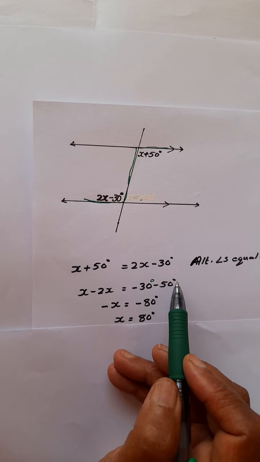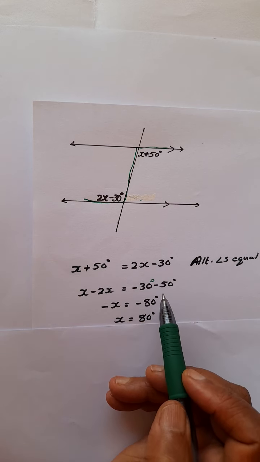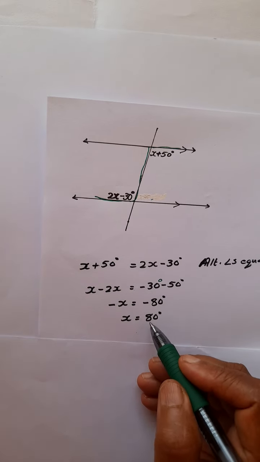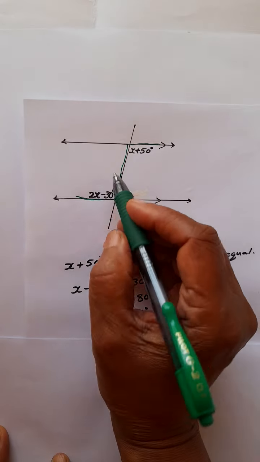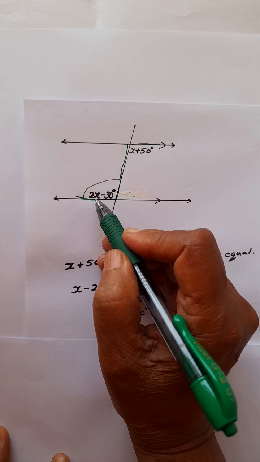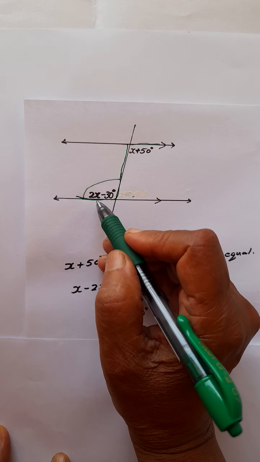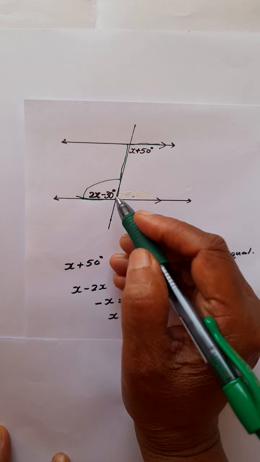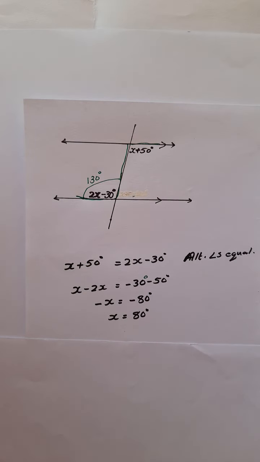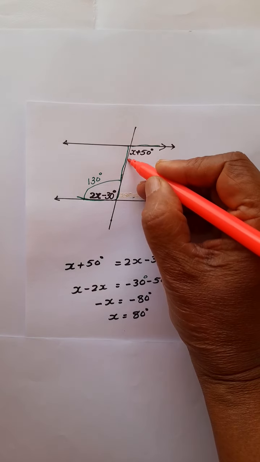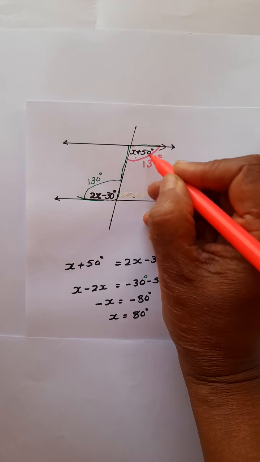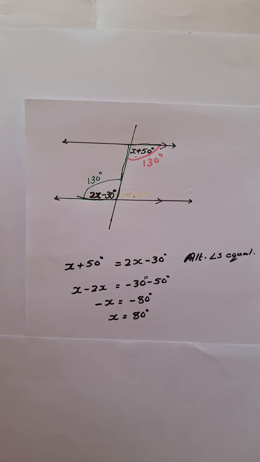You can also do it this way. Bring the x to this side, then it will be all positive numbers. So we got the value of x. So what will be the size of this angle? If x is 80 degrees, 2 times x is 160, minus 30 is 130 degrees. What about this one here? X is 80 degrees, 80 plus 50 is also 130 degrees. So they are equal. They are alternate angles.